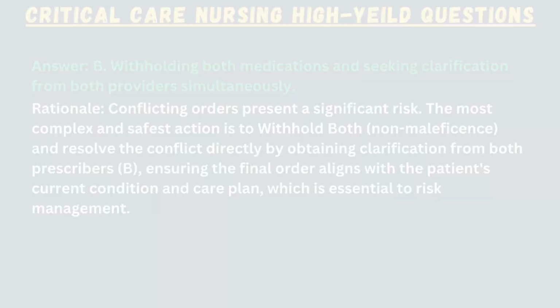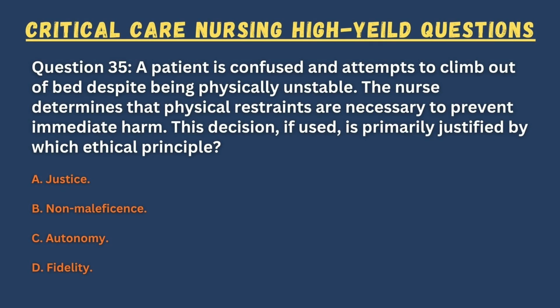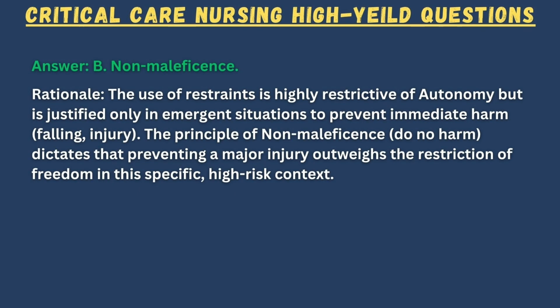Question 35. A patient is confused and attempts to climb out of bed despite being physically unstable. The nurse determines that physical restraints are necessary to prevent immediate harm. This decision, if used, is primarily justified by which ethical principle? A. Justice. B. Non-maleficence. C. Autonomy. D. Fidelity. Answer: B.